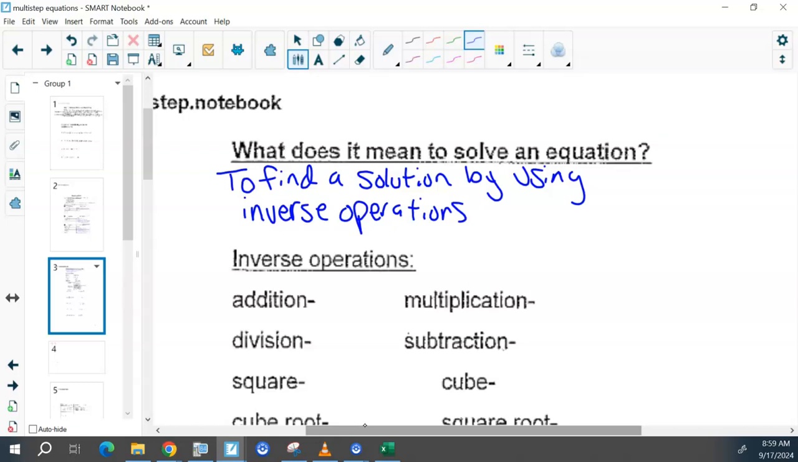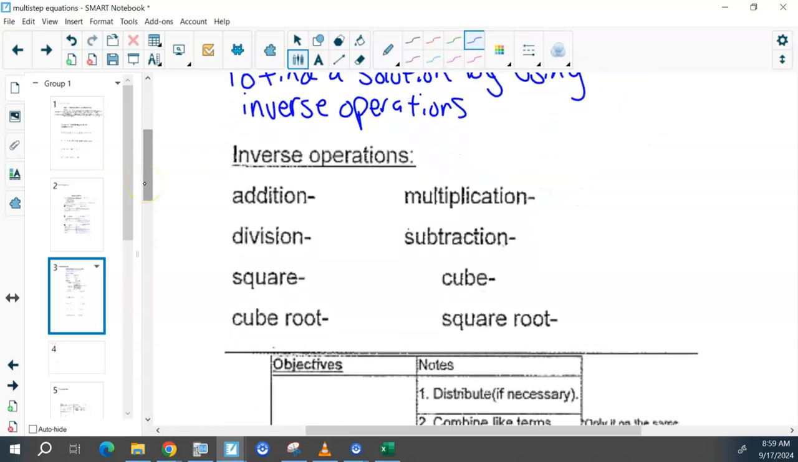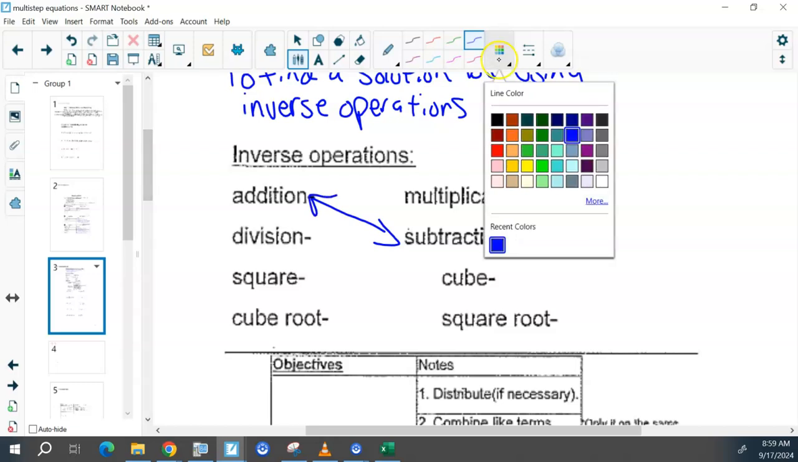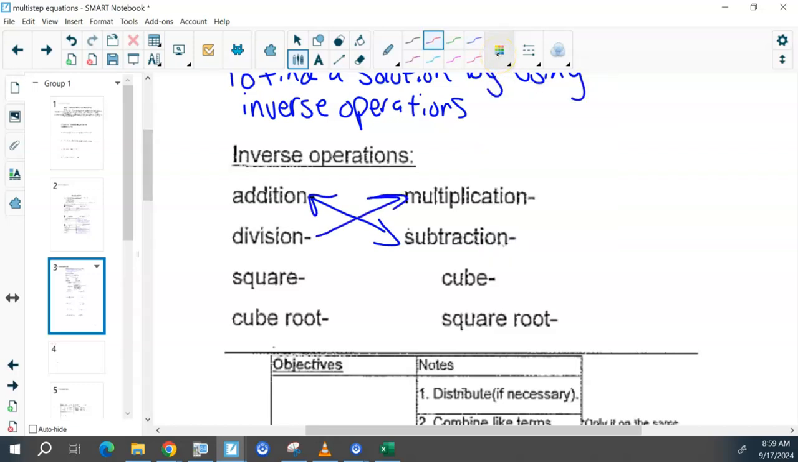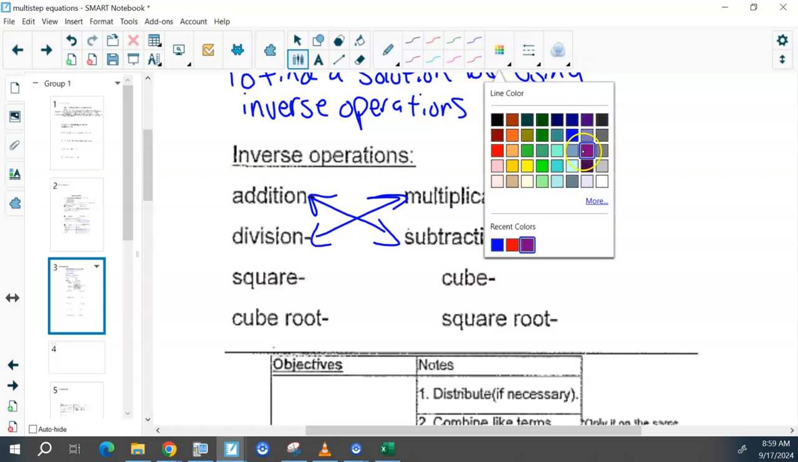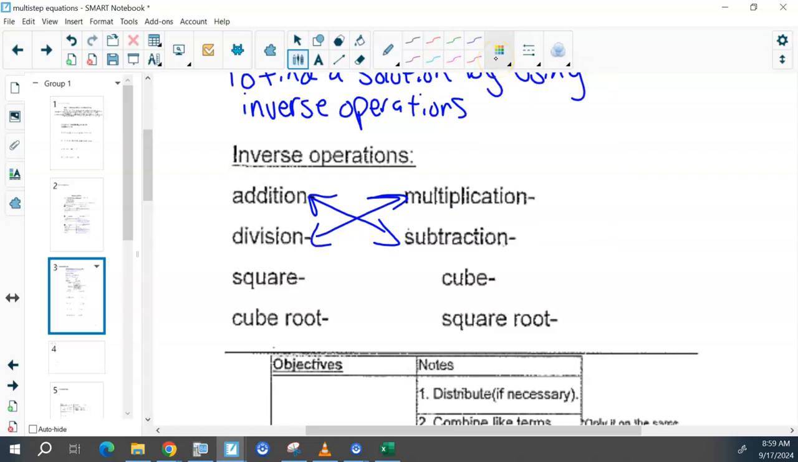And then just so we're all on the same page with these inverse operations, what is the opposite or inverse of addition? Subtraction. Good. What about division? Multiplication. What about squaring something? It is square root.